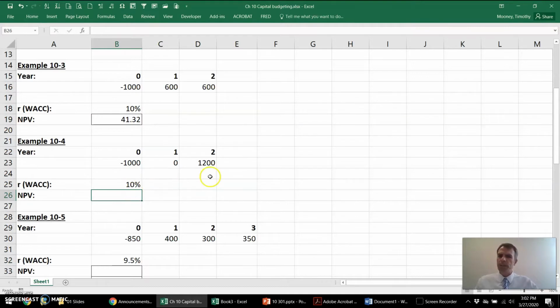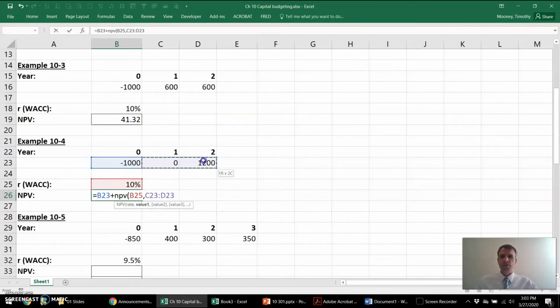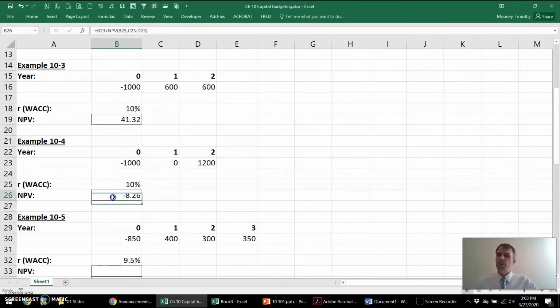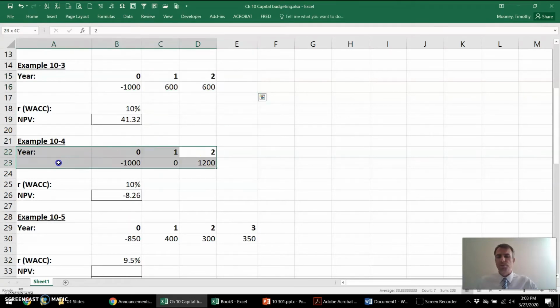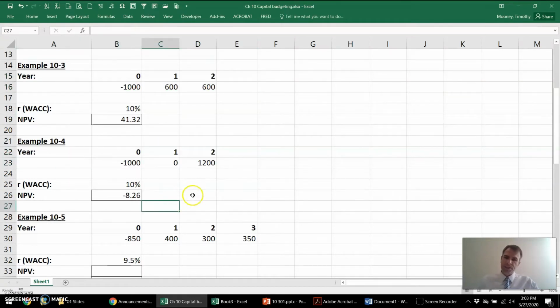Okay, let's do it with the next one, 10-4, right, equals the initial cash flow plus the NPV function. And then the first argument, discount rate. Second argument, the range of future cash flows. And then this project's NPV is negative. You can see that because it's essentially like $600 of cash flow moved from year 1 to year 2 if we're comparing the difference between example 3 and example 4. And the timing of the cash flows clearly matters, right? Now this project's future cash flows are not worth the initial cost.